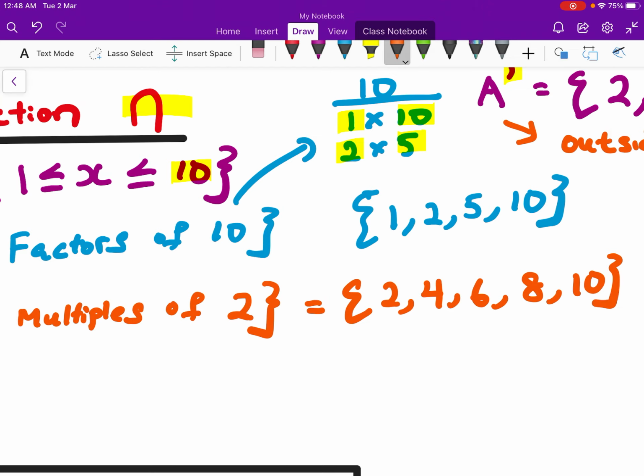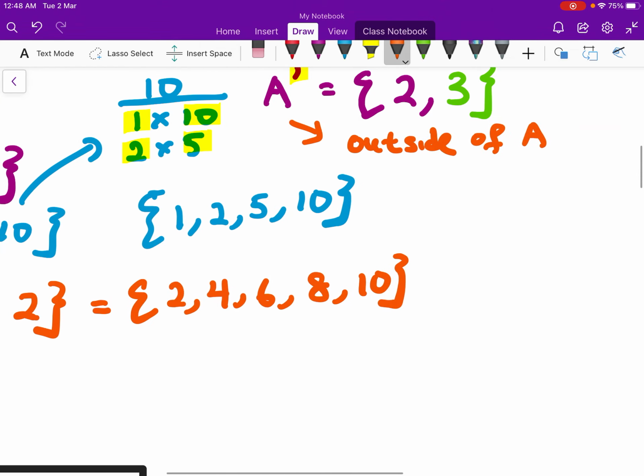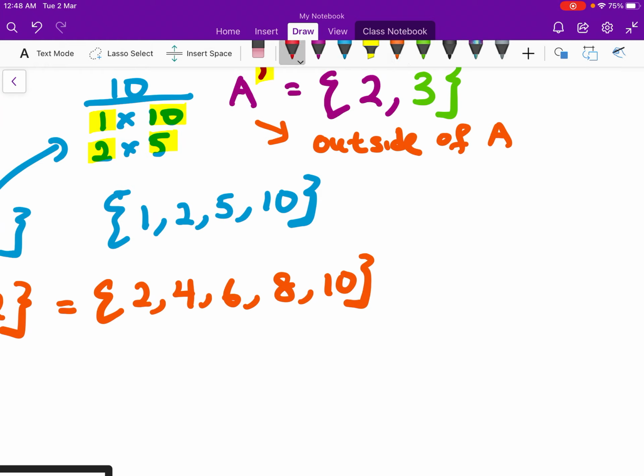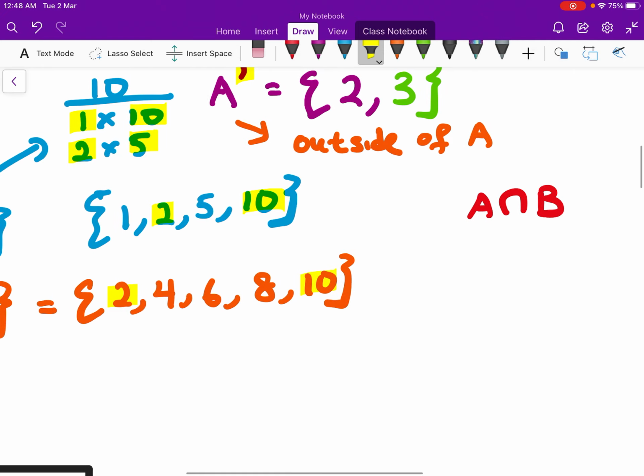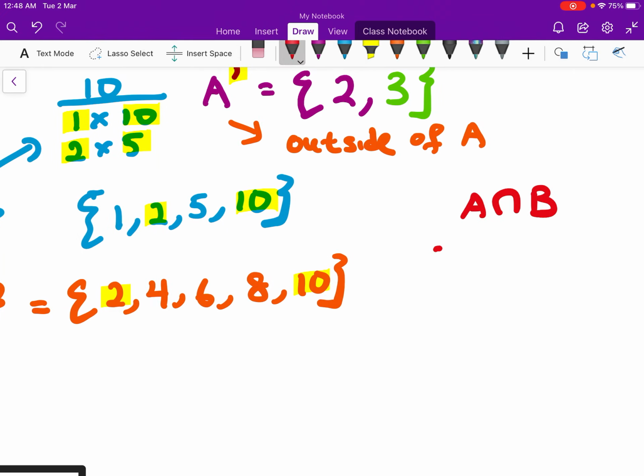Then we stop. So I ask, what is A intersect B? A intersect B means the common things between A and B. You can see the blue curly bracket and the orange curly bracket. What are the common numbers? Of course we have 2, and 10. So our A intersect B is 2, 10.